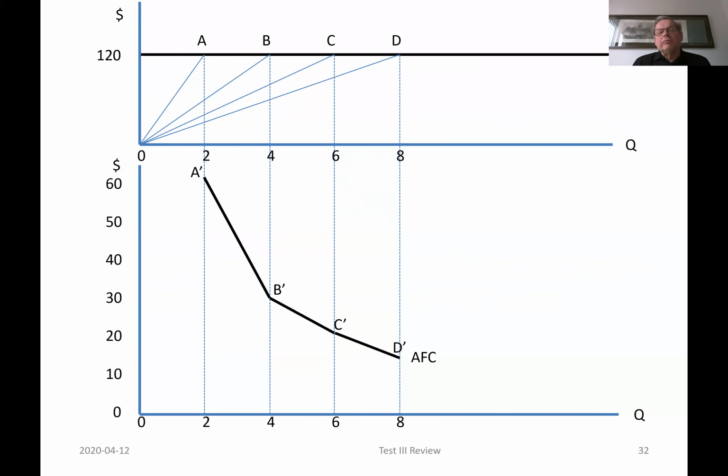Remember that drawing a ray from the origin to a point on the curve gives us the average of whatever we're looking for. And if we're calculating the marginal change, then it's the slope between 2 points on the main curve.